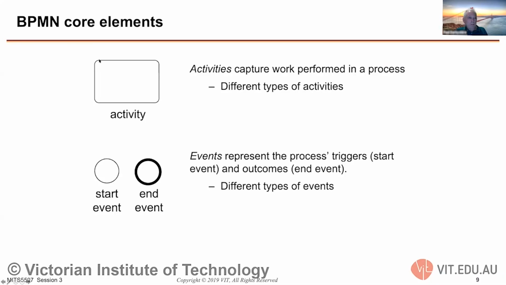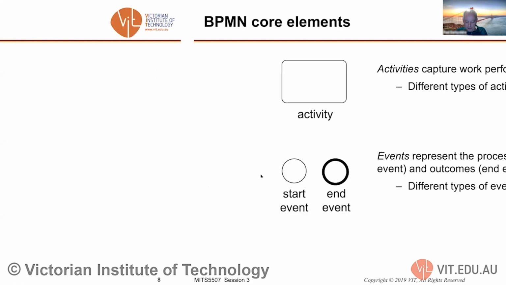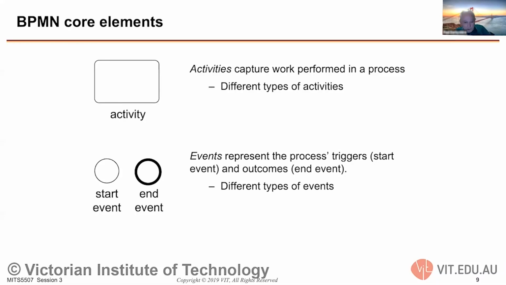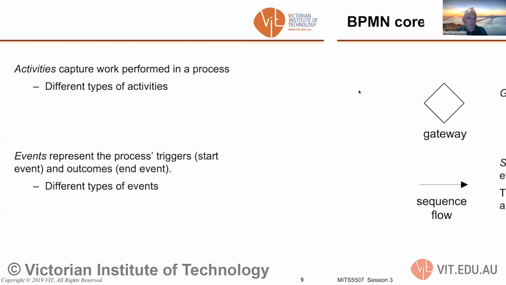So the BPM core elements are activities. What activities do is they capture a piece of work to be performed as part of a process. And of course, the start and the end events. So the events represent process triggers, and they also represent outcomes. So we have process triggers, ones which begin the process, and then ones which end the process. And there are different types of events, so we'll see different types of events as we go.